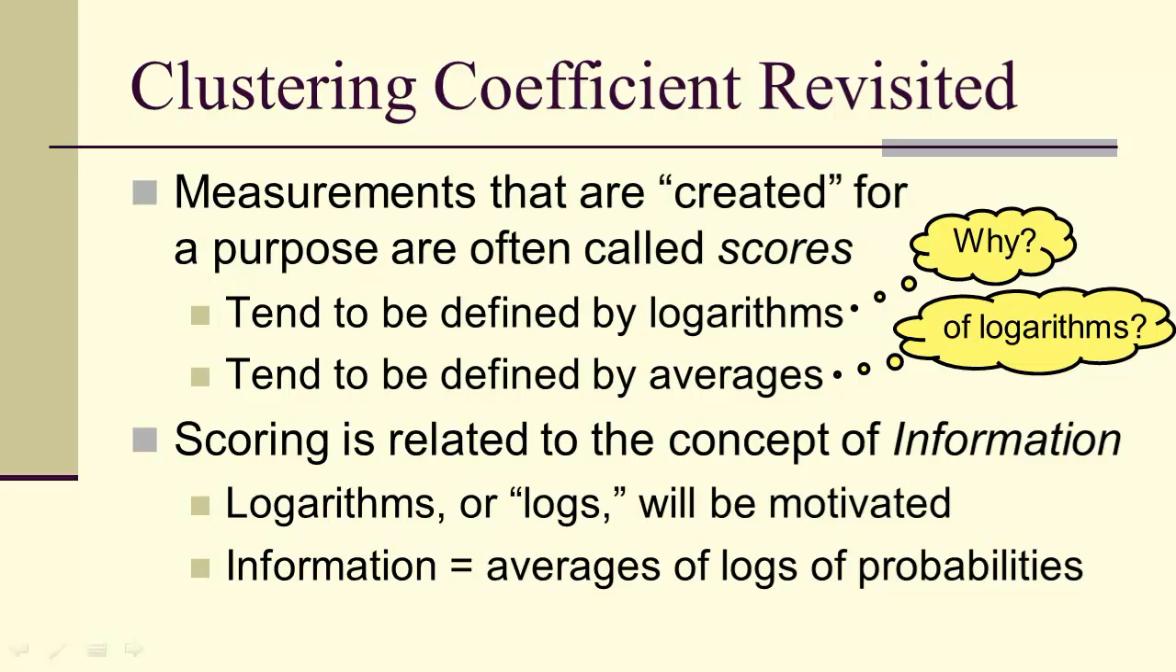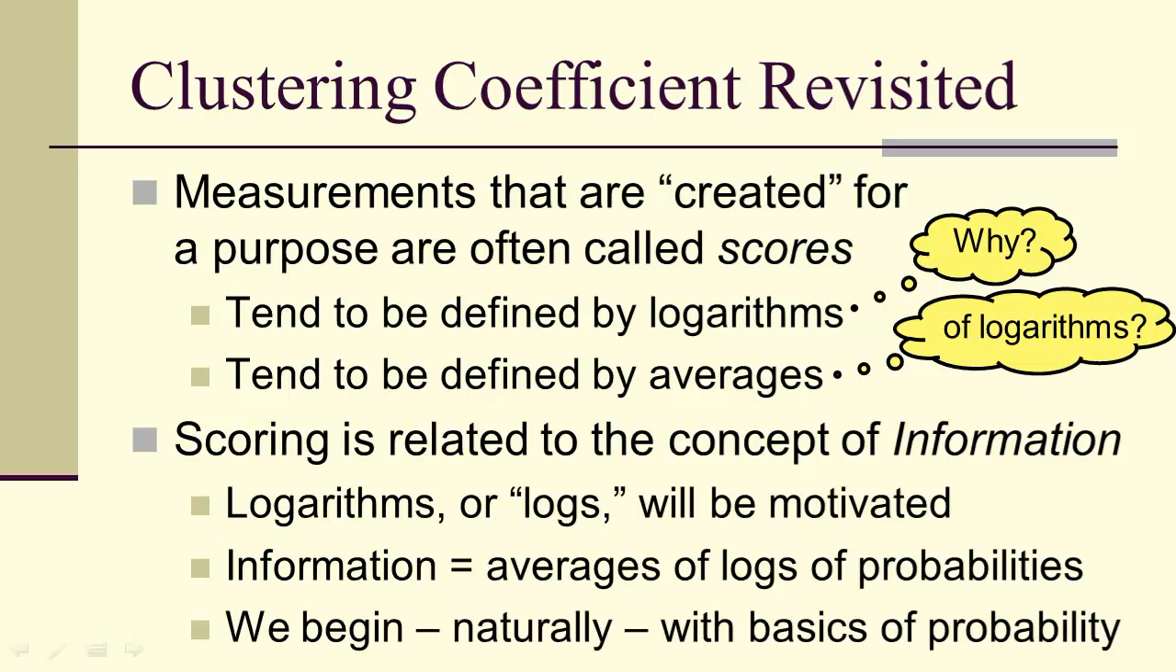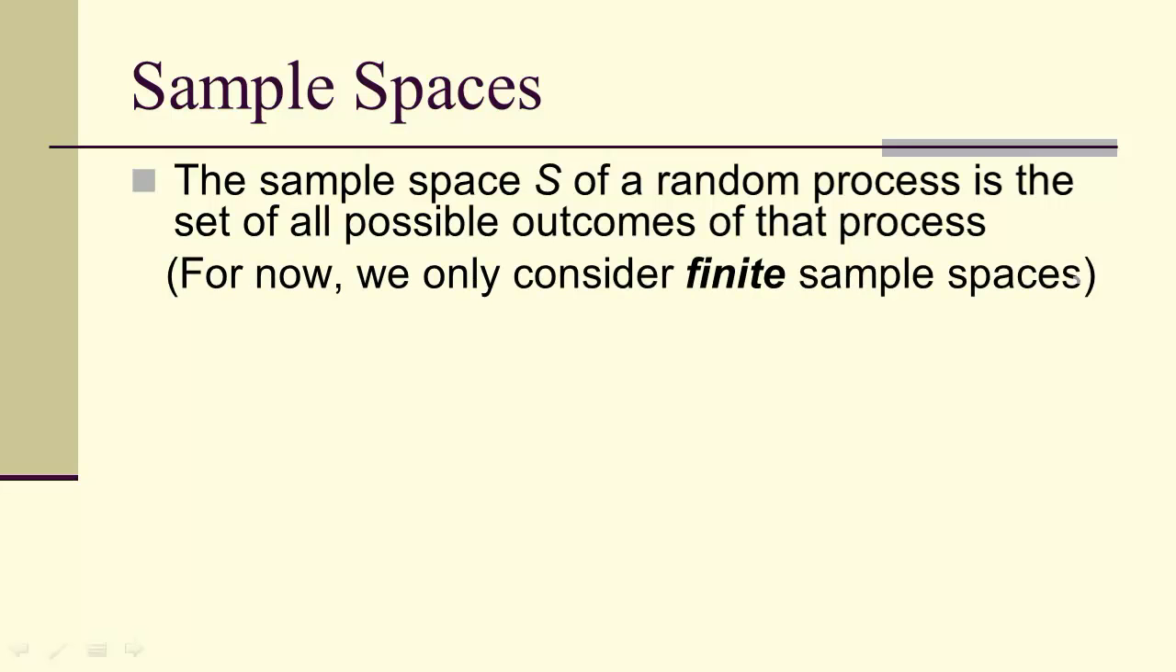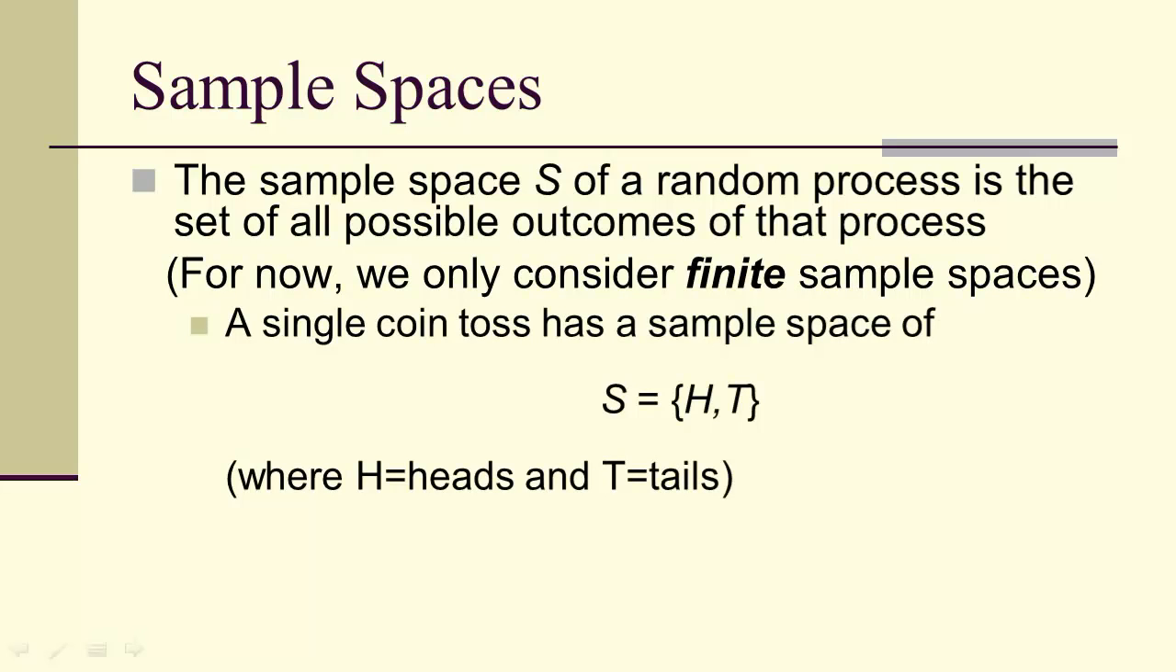Logarithms or logs, we're going to motivate those, and we're going to motivate the idea that information is averages of logs of probabilities. And so we'll begin naturally with probability. So when you have a random process, the first thing we'll talk about is all possible outcomes of that process, and we call that the sample space. For now, we're only going to consider finite sample spaces.